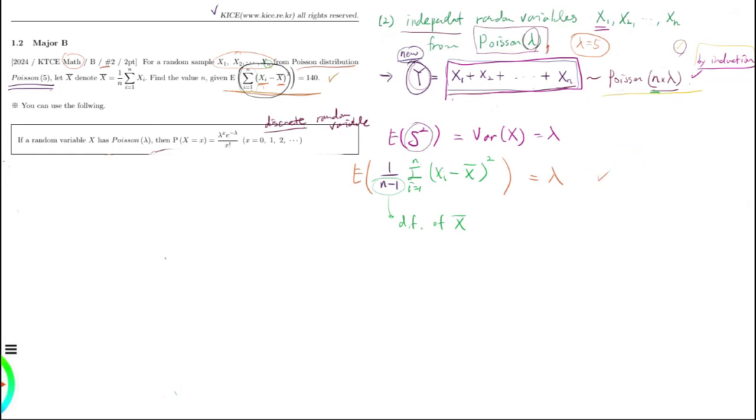This is a simple logic for this problem, but if you didn't know that, then you can use this relationship, which says that the sum of n independent random variables, each of which has a Poisson distribution with parameter lambda, also has a Poisson distribution, but with parameter n times lambda. That's the whole point. Okay, thank you.